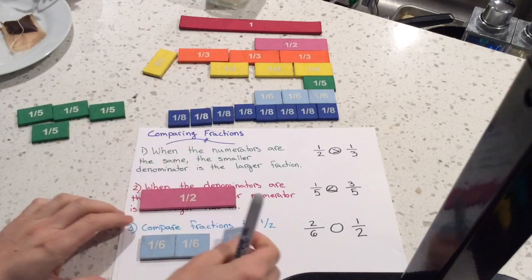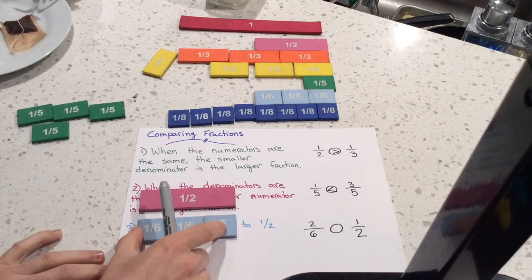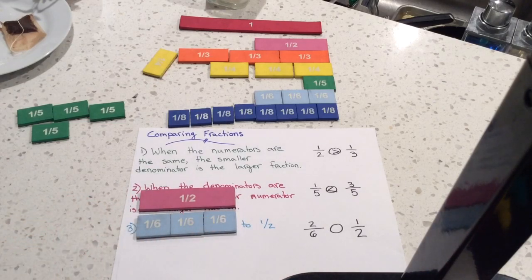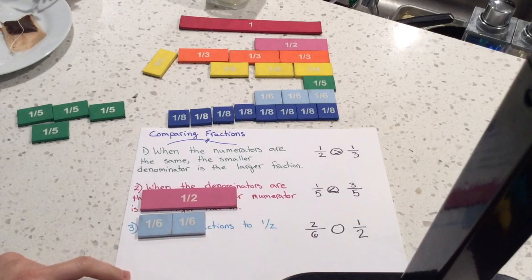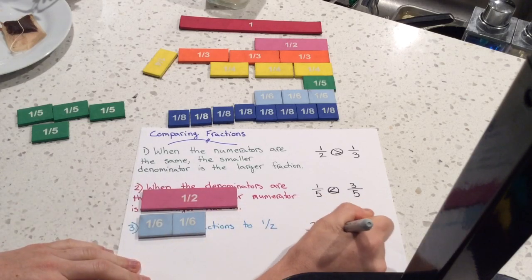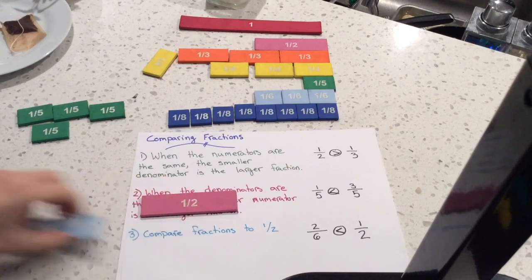So I'm going to drop down 1/6 here. So here I have 3/6. And I know that 3/6 is the same as 1/2. So if my comparison is only having 2/6, it has to be less than 1/2. Okay? I'm going to show that again using 8ths.